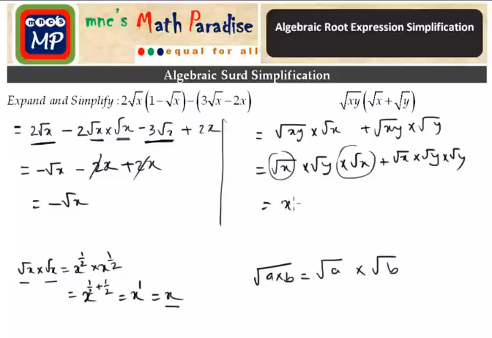So we will get x root y plus root y, similar to root x, and root x, we will get y, so we will get y root x, because y root x times this is y, so root x times y, we can write as y root x. So the expansion and simplification of this expression gives us x root y plus y root x.